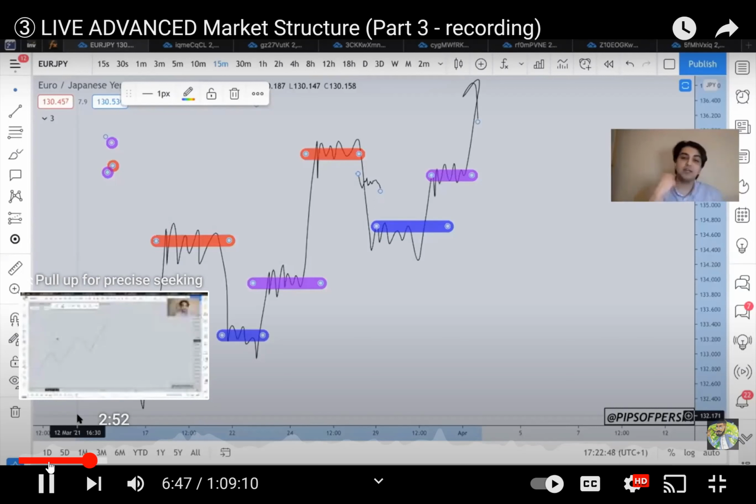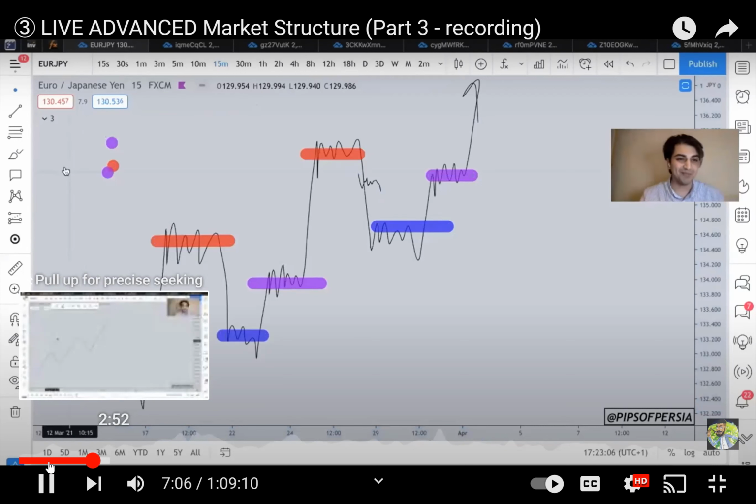Now, this is where I want to elaborate a little bit more on drop-base-drops and rally-base-rallies, and I want to speak a little bit about the similarities of this to, quote unquote, institutional concepts, and how practically anything that you've been looking at on the chart so far is the same as what institutional traders do in a way, but just from a slightly different angle.